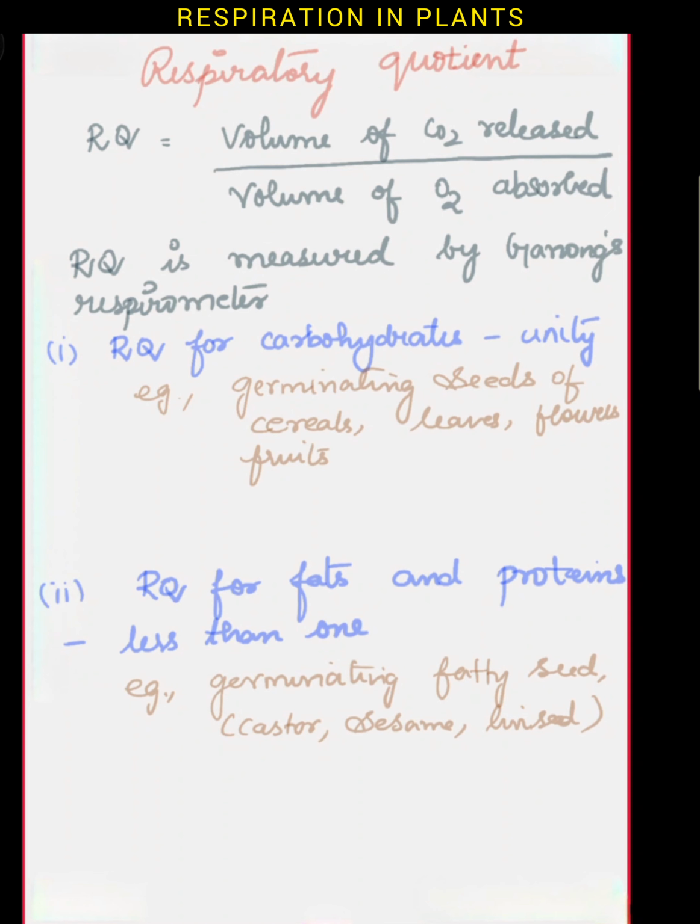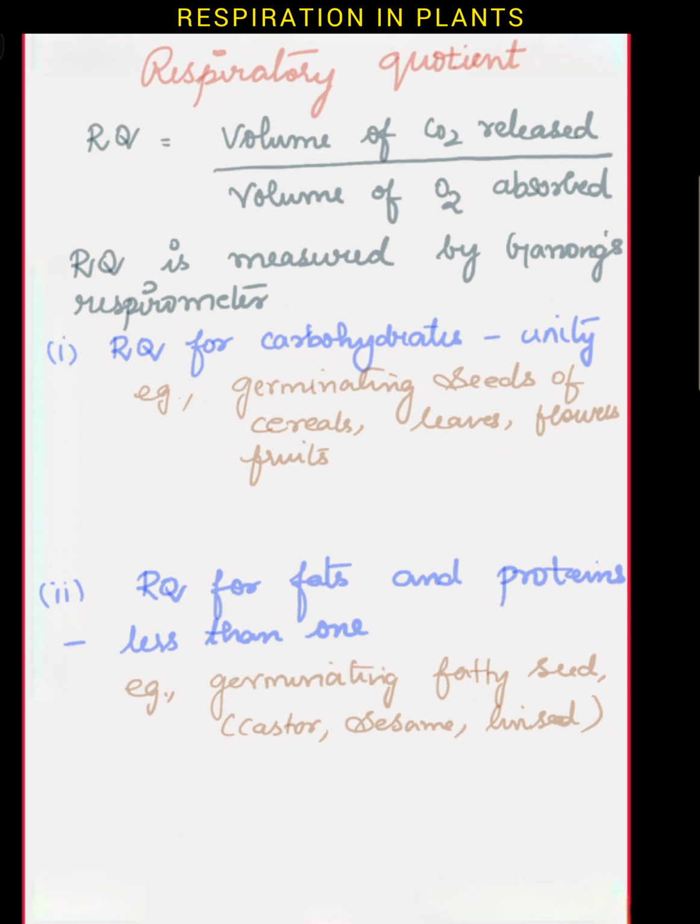So here, during aerobic respiration, O2 is consumed and CO2 is released. The ratio of the volume of CO2 released or evolved to the volume of O2 consumed or absorbed is what we call the respiratory quotient, or the respiratory ratio. It is measured by Ganong's respirometer, and we see the RQ value for different substrates.